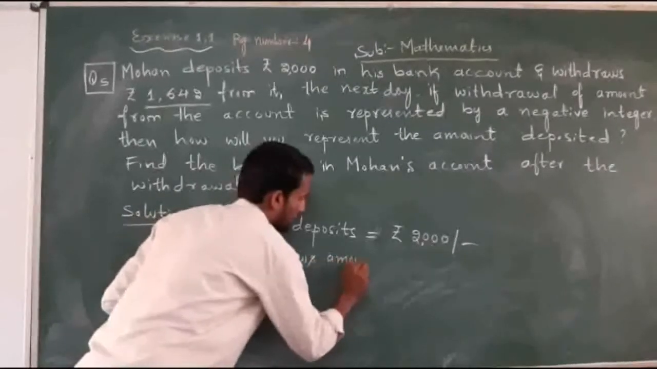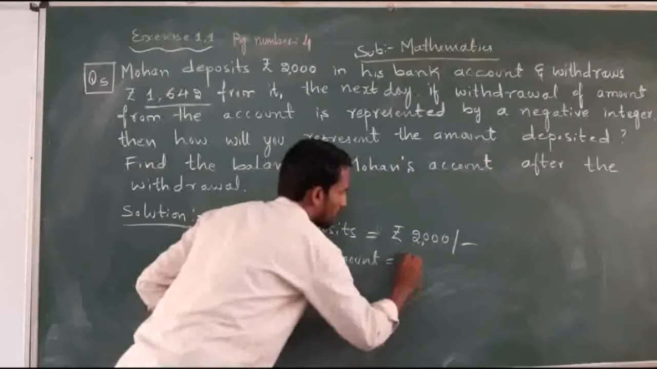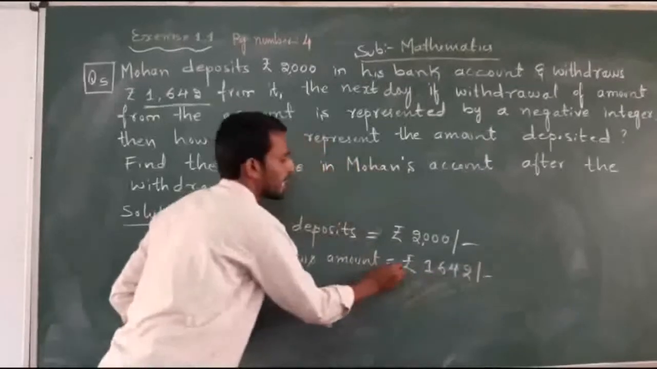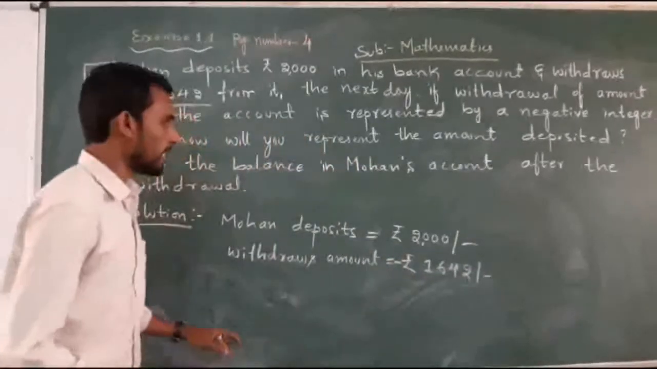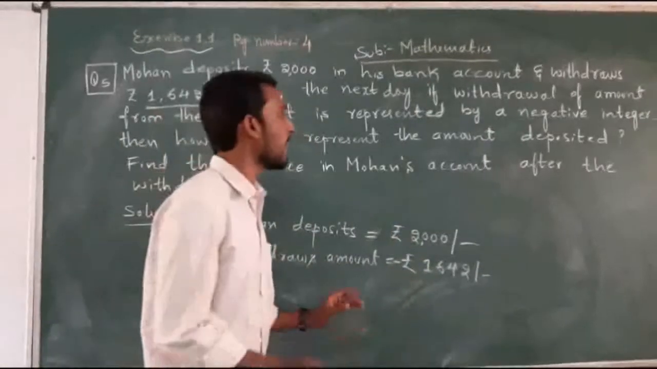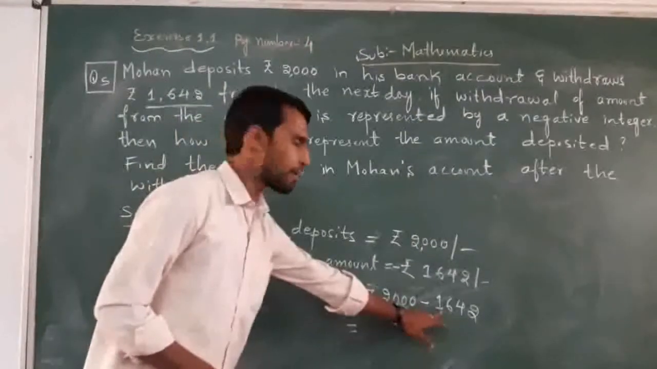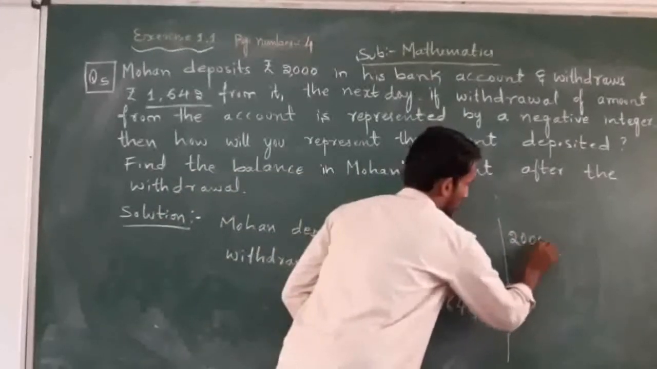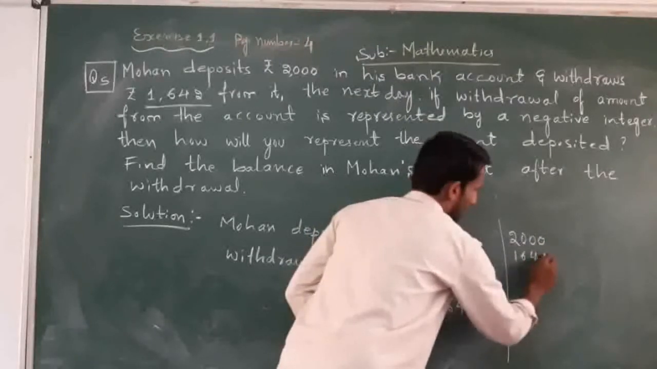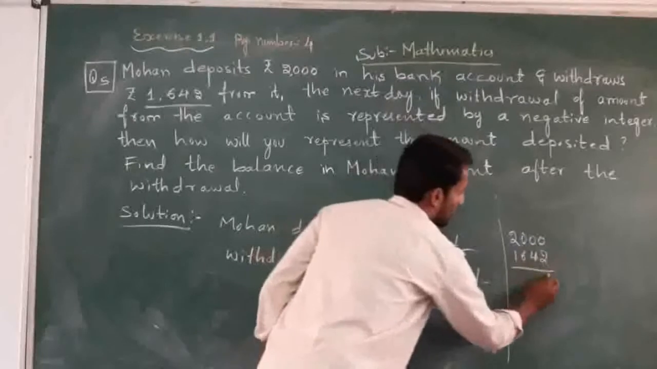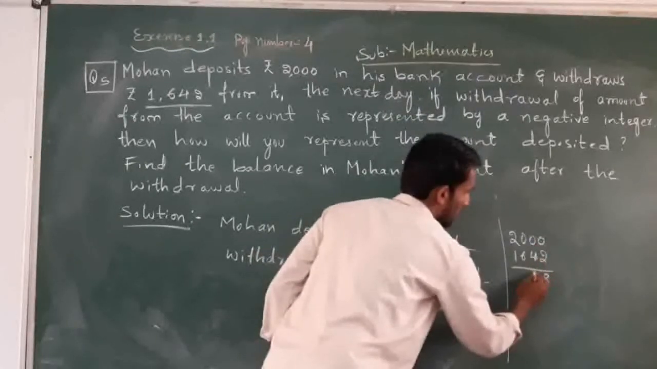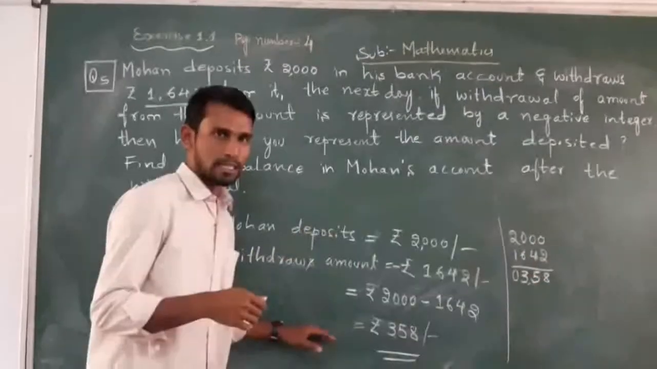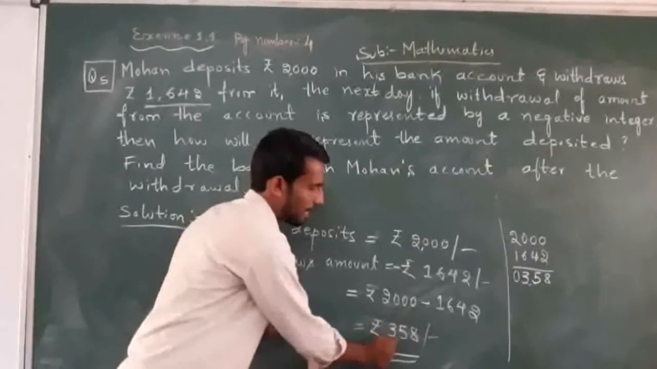Amount is 1,642 rupees. We have to take this one as negative integers. When you are doing the subtraction, you will be getting the remaining amount. What we will be getting here? See here, 2042 minus 1642... the remaining amount is 358 rupees.